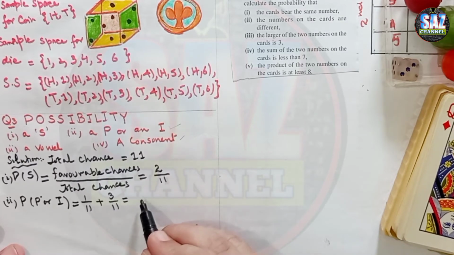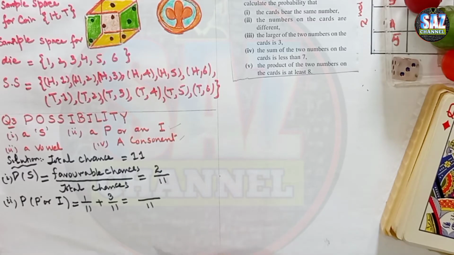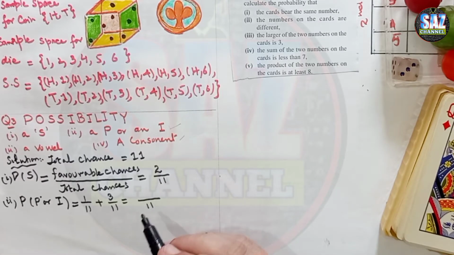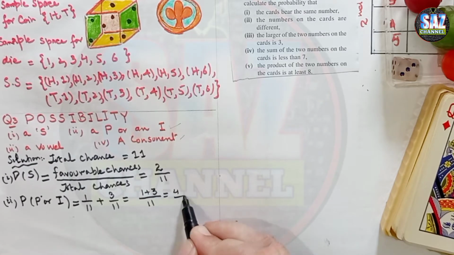So take the LCM. Your LCM, fractions, simplification of fractions and tables have to be really strong. 1 plus 3 is equal to 4 by 11.